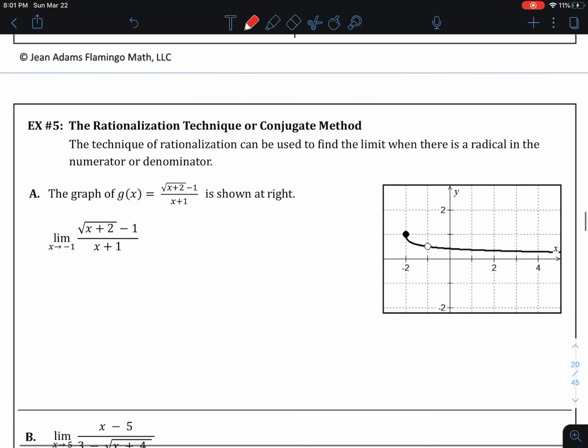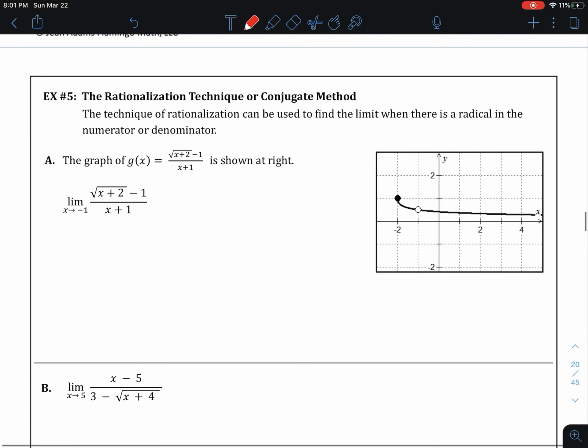The next problems involve what we call the rationalization technique or the conjugate method. The technique of rationalizing can be used to find the limit where there's a radical in the numerator or the denominator. And so here we see the graph of the square root of x plus 1 minus 1 over x plus 1. And we can see right at 1 there's a hole, which would mean that the limit exists. And we can also see that when we plug in, we're going to get 0 over 0.